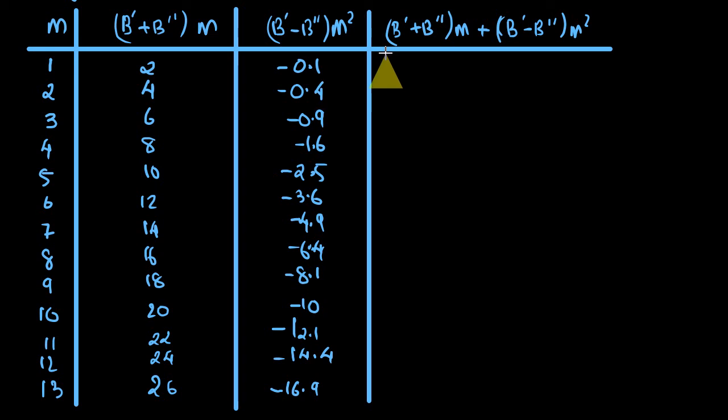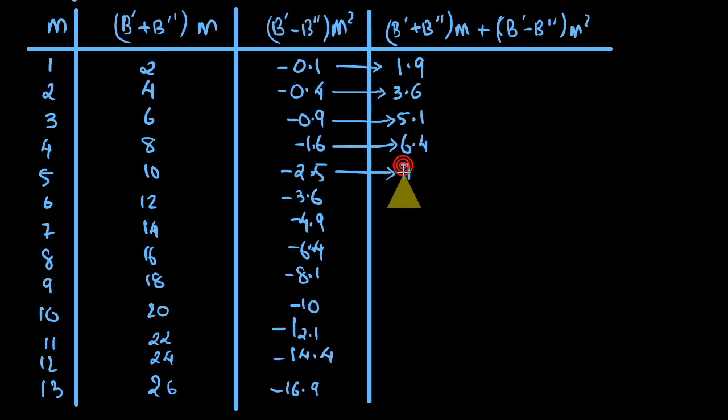2 minus 0.1, that is equal to 1.9. Corresponding to this, 4 minus 0.4, that is 3.6. This one is 6 minus 0.9, that is equal to 5.1. This one is 6.4, okay, and this one is 7.5, and this one is 12 minus 3.6, that is equal to 8.4, and 14 minus 4.9, that is equal to 9.1, and 16 minus 6.4, that is equal to 9.6.